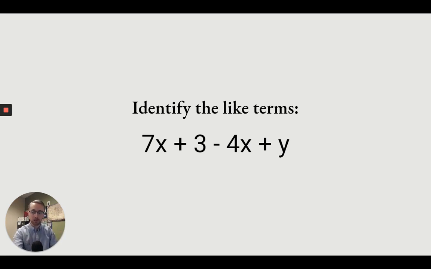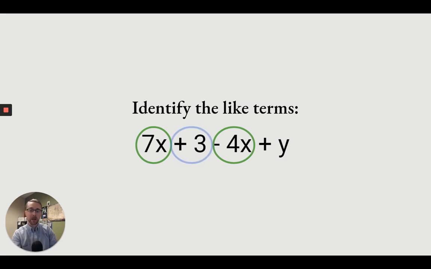So here, my first term is 7x. And the question I want to ask is, are there any terms like 7x? Are there any terms that have the same variable and exponent as 7x? And the answer is yes, negative 4x. And again, I'm including that minus sign. It becomes negative 4x. So those two terms, because they have the same variable and same exponent, are like terms.